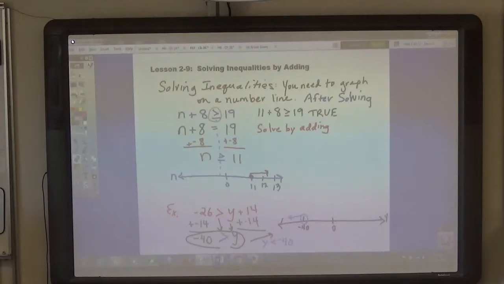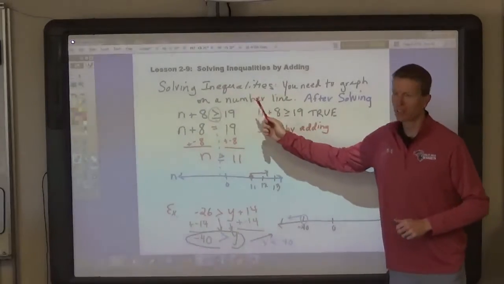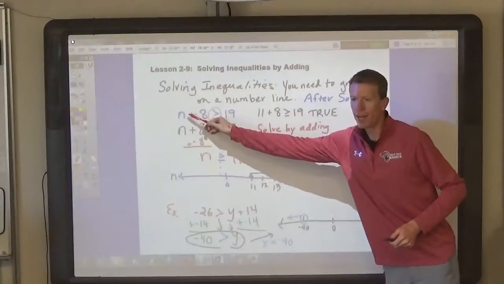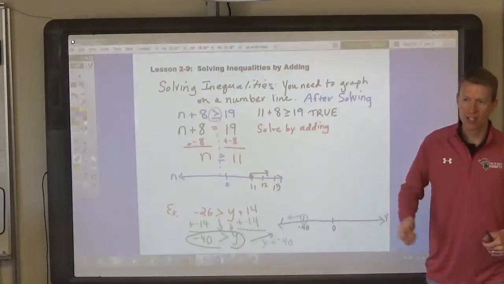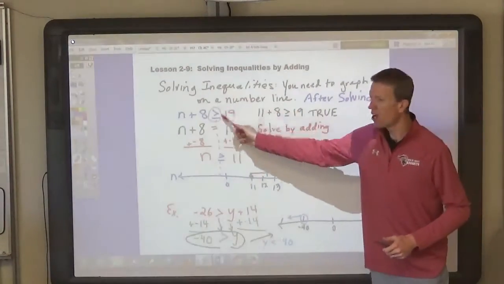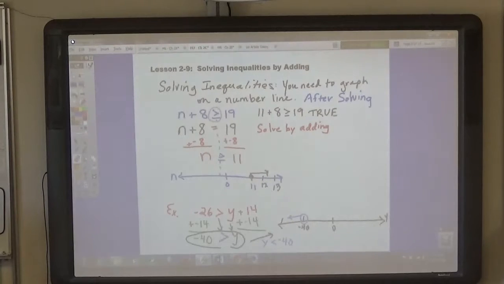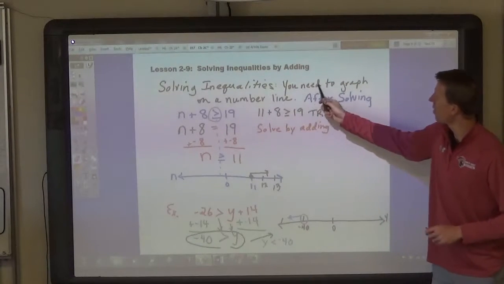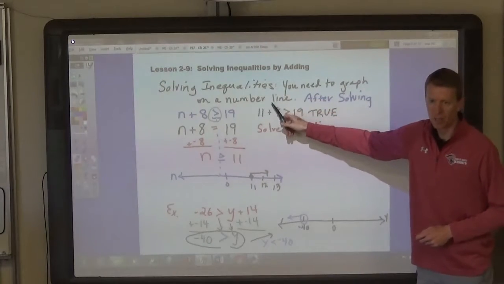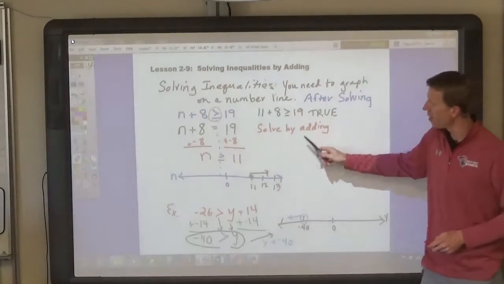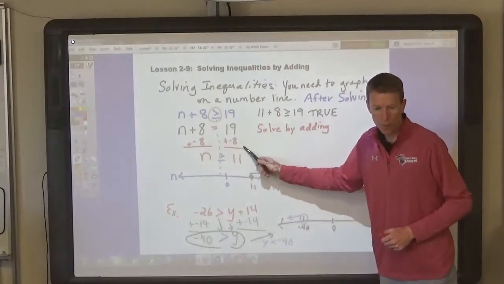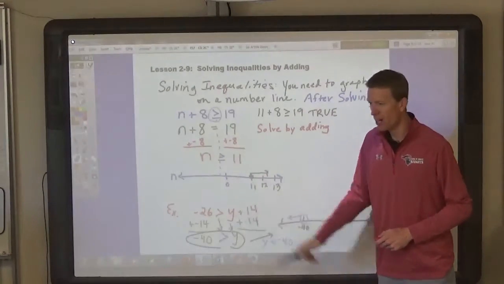All right, lesson 2.9, solving the inequalities by adding. So what we're going to do today, 7th graders, is go back to addition equations and solve them, but then at the end, our solution is going to need to be graphed because the number that we find is not going to be the only solution. So when you are solving inequalities, you need to graph on a number line after solving. You're going to end up with an inequality like we worked with yesterday, and you're going to have to graph it on a number line.